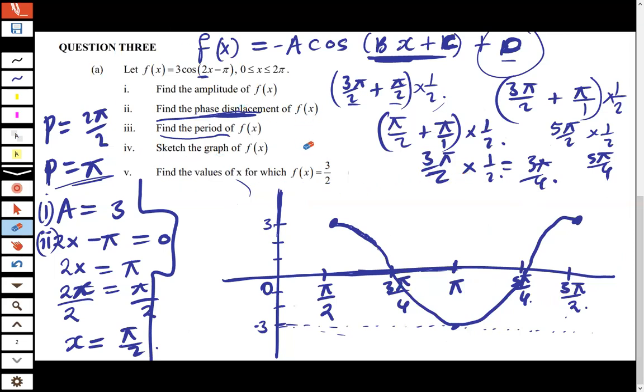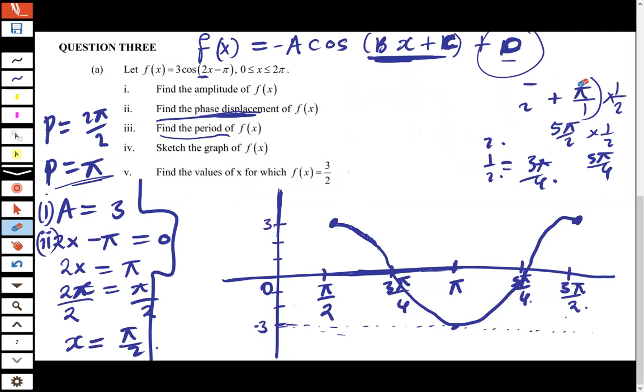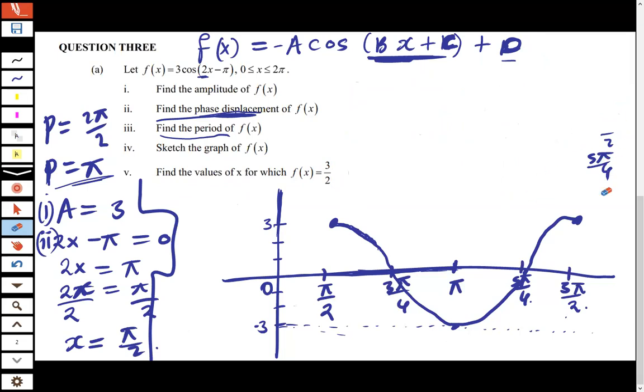Okay, so let us now solve the last part of the question, which is asking us to find the values of x for which f of x is equal to 3 over 2. Okay, let me just erase everything.